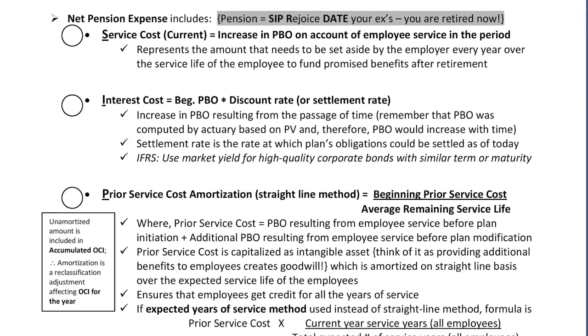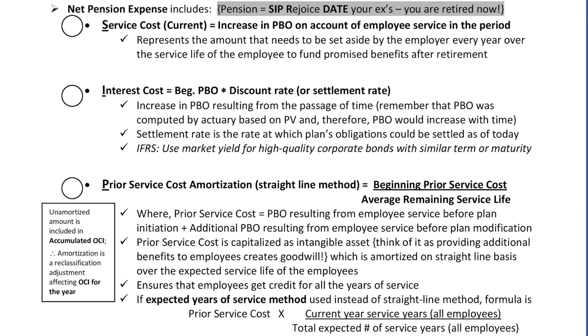So now let's talk about the first 3 components, the S, I, and P of SIP. So on the first bubble there, write S, put a plus sign there and highlight service cost, because this is the increase in the projected benefit obligation on account of employee service in the period. Now this represents the amount that needs to be set aside by the employer each year over the service life of the employee to fund promised benefits after retirement. So though the employee is going to be getting benefits after he retires, he is getting those benefits because he's put in the hours today, and that is service cost.